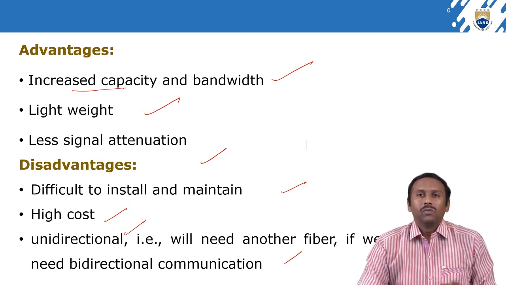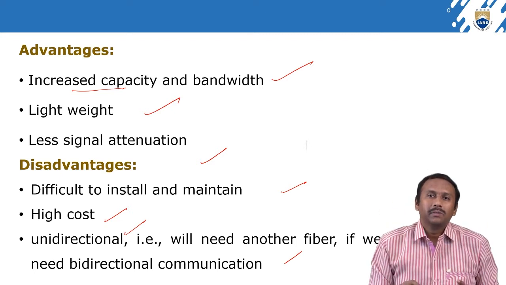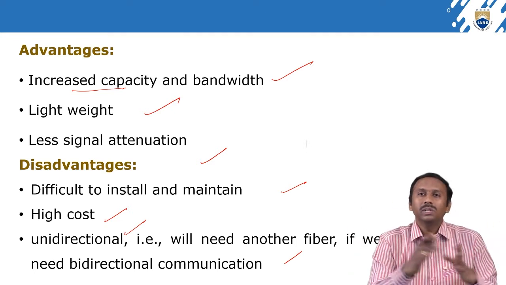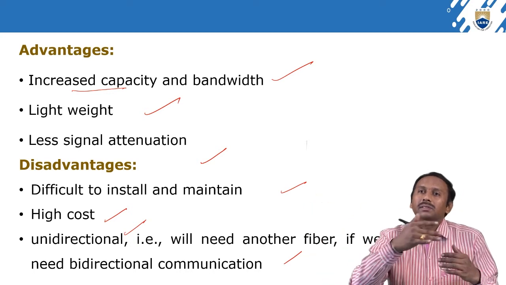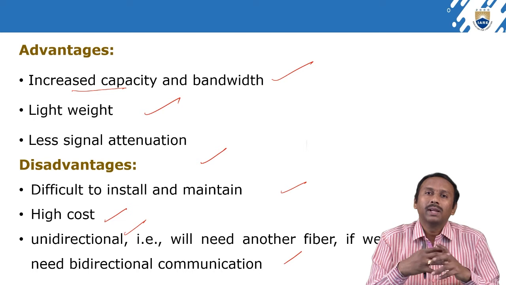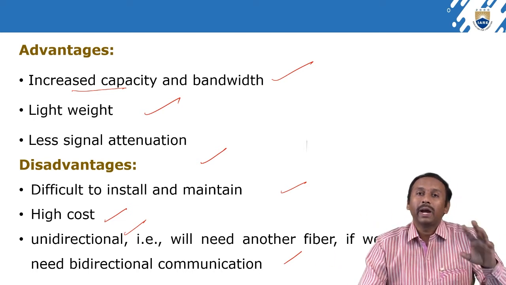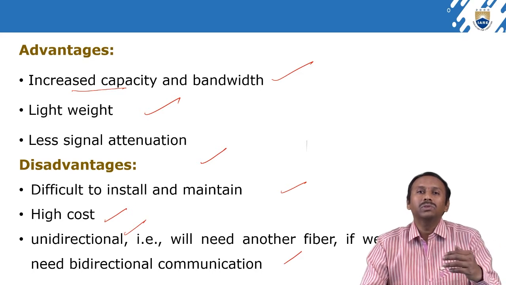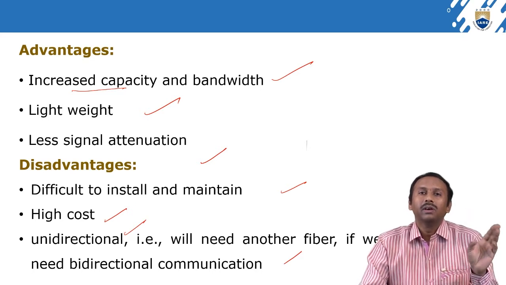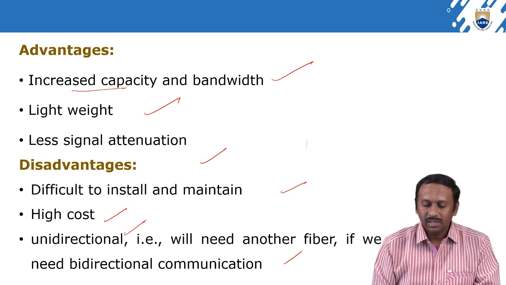That means one particular cable allows only one-way transmission. Either it is sending only, or if another signal is coming in the opposite direction, both signals are going to collide and the signal is going to be lost, right? So if we want bidirectional communication, we have to use two cables. One is for sending, another one is for receiving, right? So that is one disadvantage.